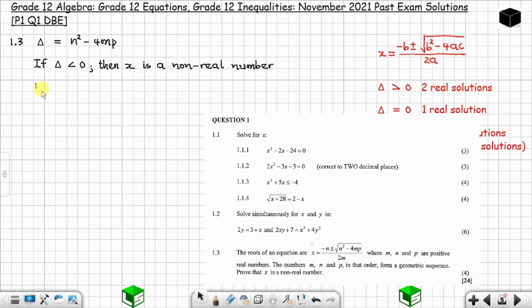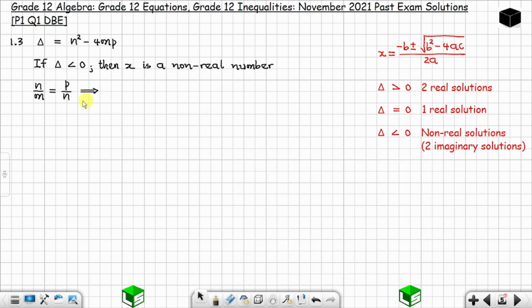N, which is your T2, you divide by m, which is your T1, and this must be equal to the next term, p, divided by n. So n over m is equal to p over n, because you have a common ratio. This is a geometric sequence, this is what you are told. When you do cross multiplication, n times n is n squared, and this is equal to mp. So you have n squared is equal to mp.